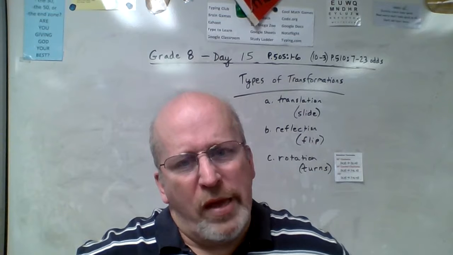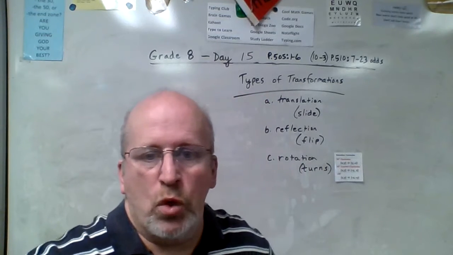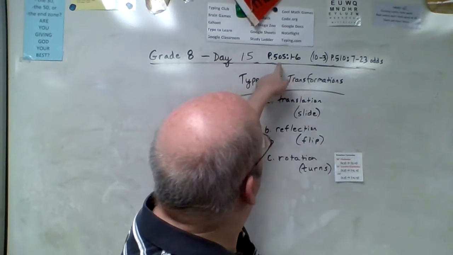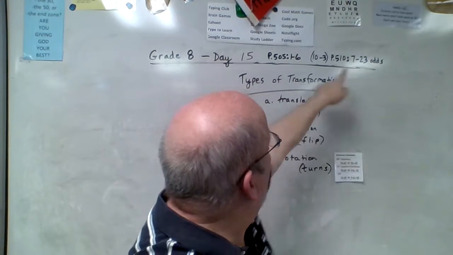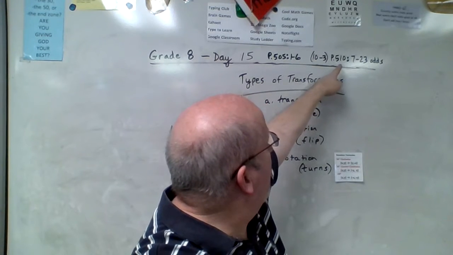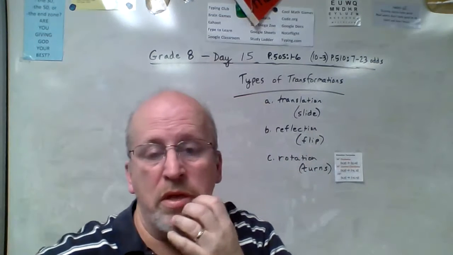You have two locations where you need to be looking for your assignment today. One of them is page 505. You'll be doing problems 1 to 6. And one location is 510, numbers 7 through 23, the odds.